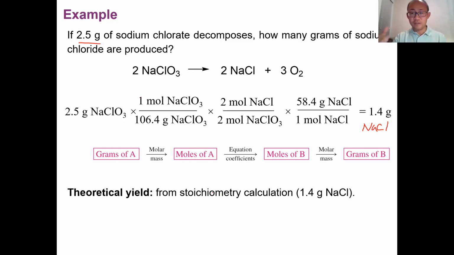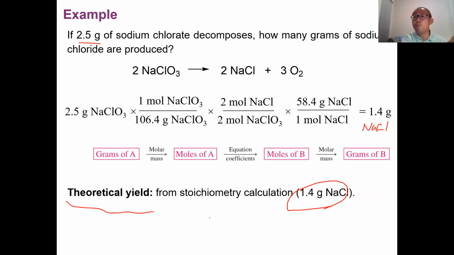I put the logic below there. You can see that what conversion factor are we talking about? Now, sodium chloride is a product, and we calculated that from 2.5 grams of sodium chlorate, I can get 1.4 grams of sodium chloride product. And that is called a yield. We can yield this much of sodium chloride product. And because the yield is coming from the stoichiometry calculation, we call that yield theoretical yield. Very important, theoretical yield.